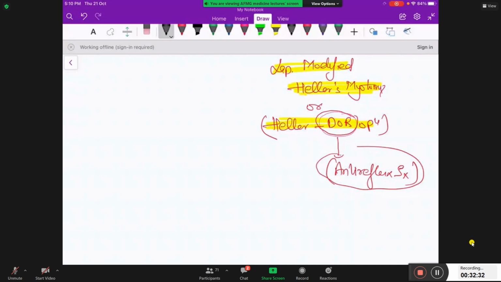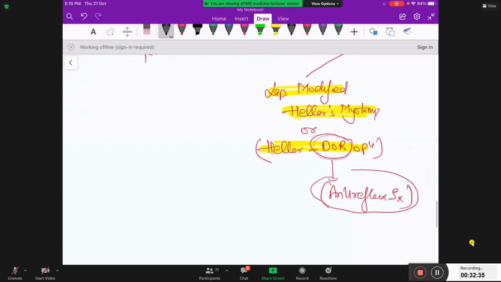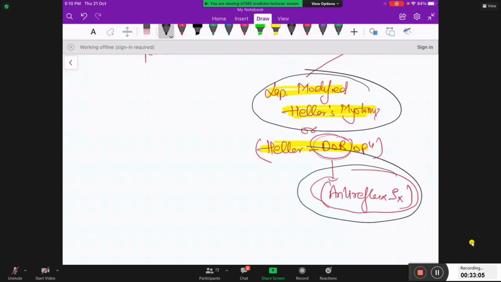There are many factors. What we are doing here in a Heller's myotomy is myotomy, so what does that mean? We are dividing the muscle. Which muscle are we dividing? The lower end of the esophagus muscle. So when we divide the lower end of the esophagus muscle, you are decreasing the tone of the sphincter actually. So when you decrease the tone of the sphincter, the reflux will happen, right? So to prevent reflux, we have to add an anti-reflux surgery. The anti-reflux surgery which we add here is Dor.